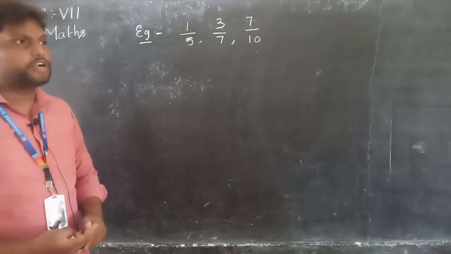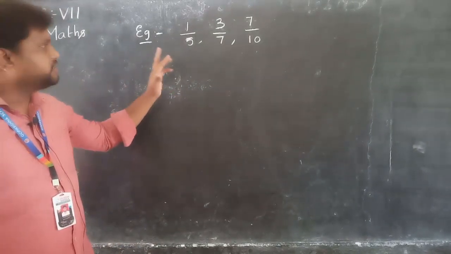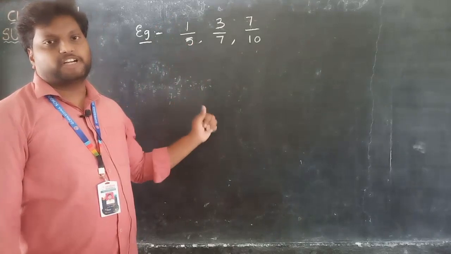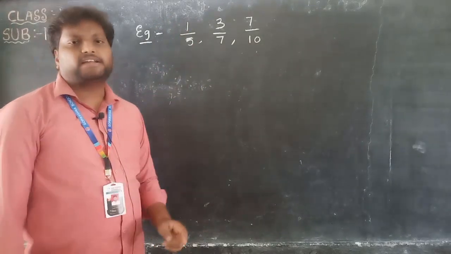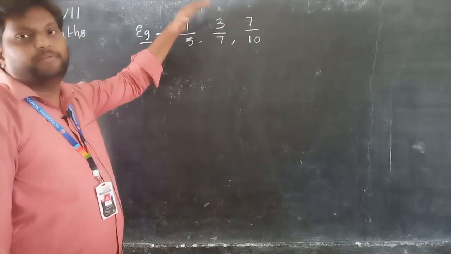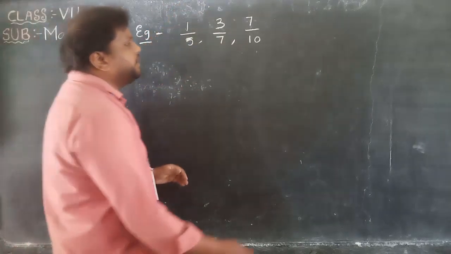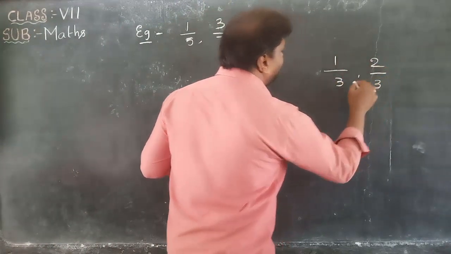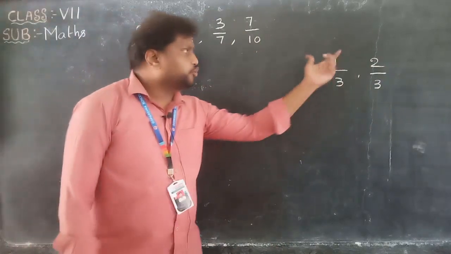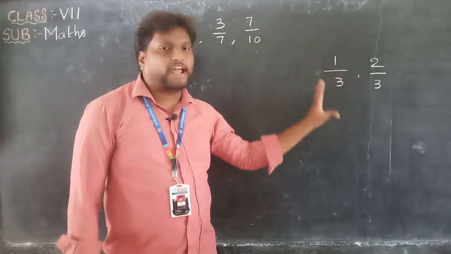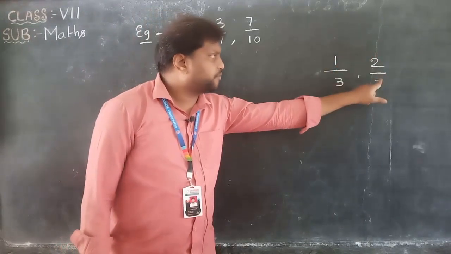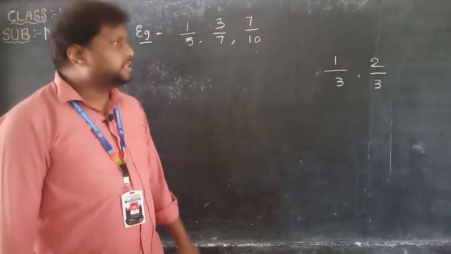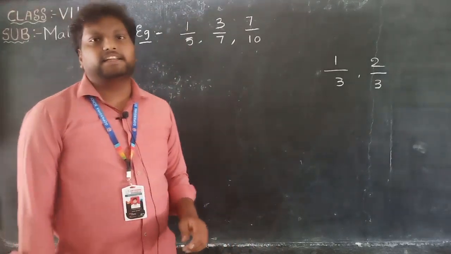See, first of all, to compare any two fractions, we have to equalize the numerators or denominators. If you equalize the denominators, then it will be very easy. Why? Because in the last class we discussed 1 by 3 and 2 by 3. Here the two denominators are equal, so the fraction with the smaller numerator is less, and the fraction with the larger numerator is more. That's why first of all we have to make all the denominators equal.